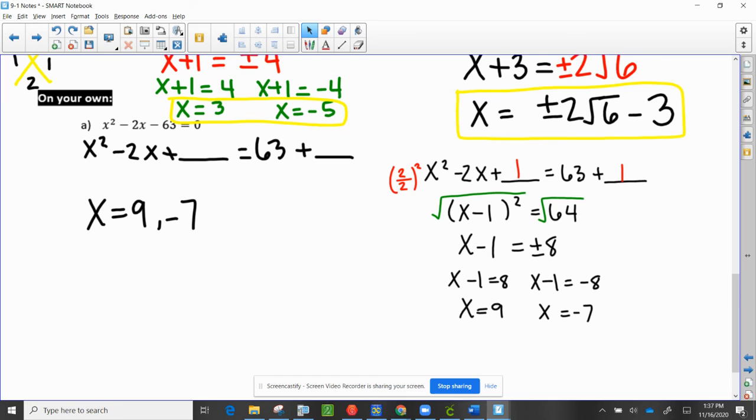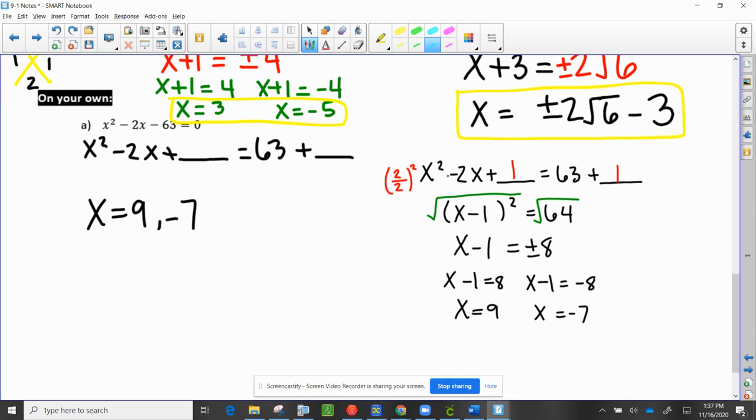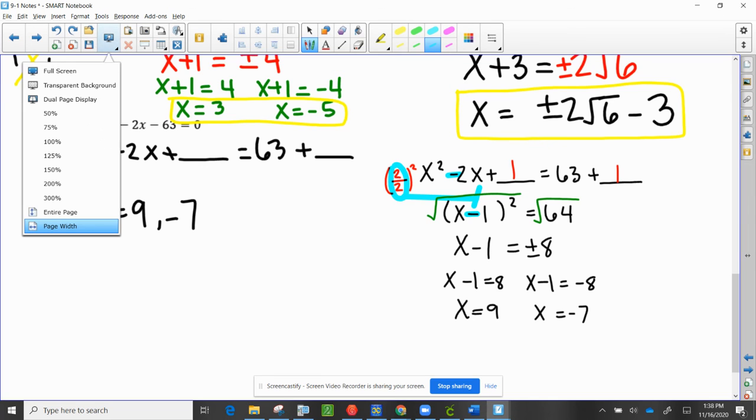Now my parentheses, it's x. And remember I told you it's always the same sign. So this is minus. This is minus. Okay. And it's always half the middle term going in the parenthesis, because 1 times 1 is 1. 1 plus 1 is 2. Okay. Square root both sides, so we get plus or minus 8 on the right, and then I set up my two equations, so positive 9 and -7.